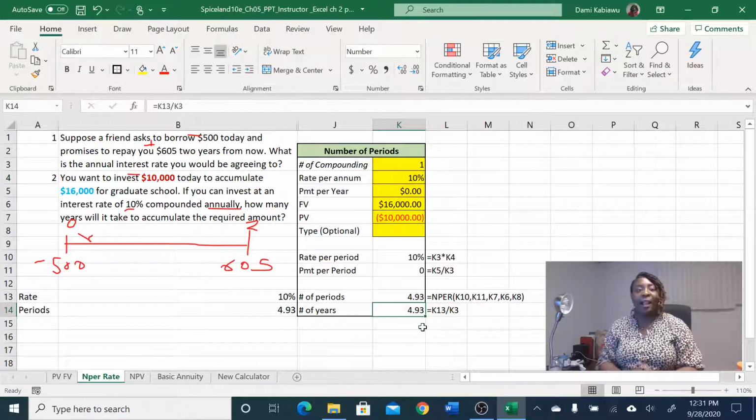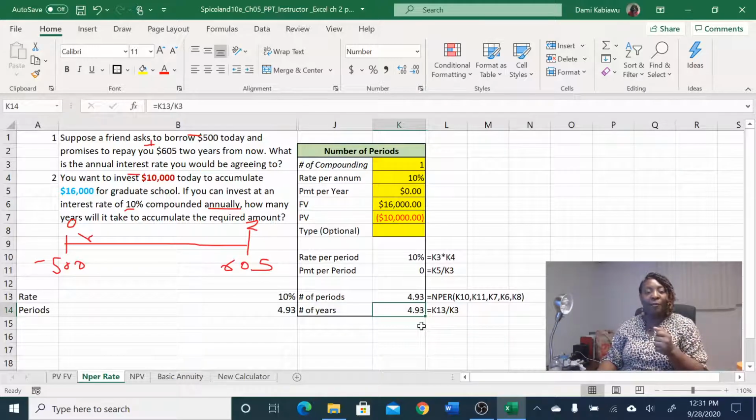And that is my 2 cents on how to use Excel to do time value of money problems.